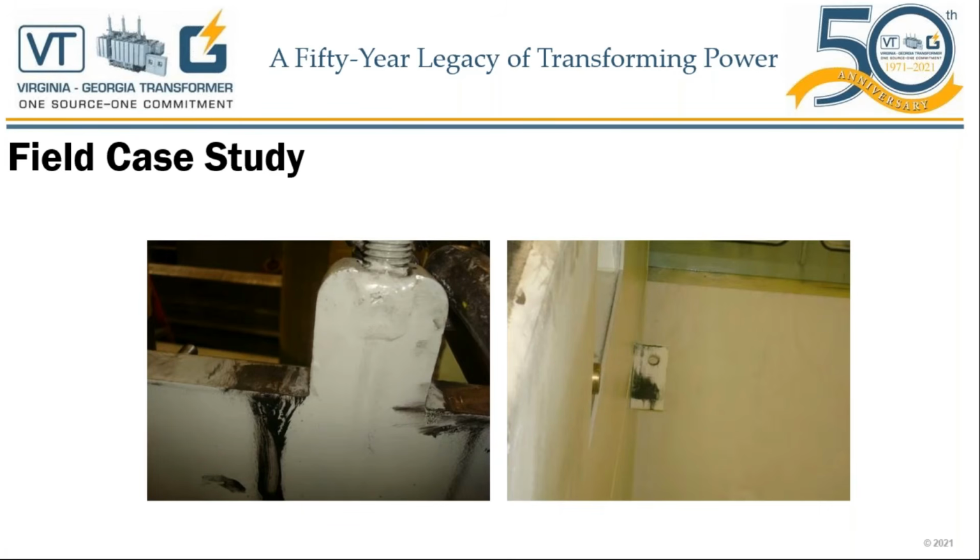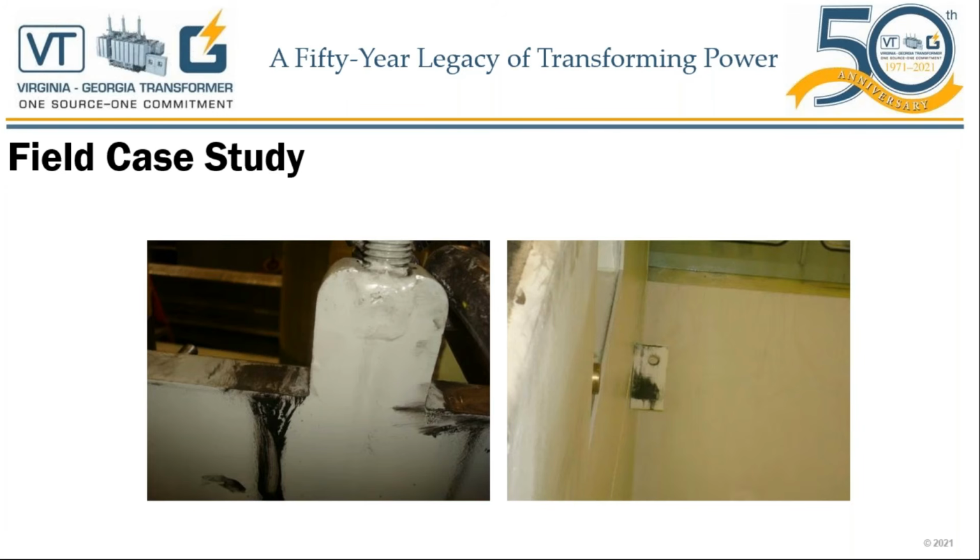Here's another example of a field issue. Looks like the issue probably got reported as high gassing, hot metal gases. Then through the investigation, the picture on the left is the core clamp. The core clamps are used to keep the core and coils under pressure, and they are also used to anchor the core and coil to the tank. The picture on the right shows where this core clamp was connected to the tank, anchored, to hold the complete core and coil to the tank.